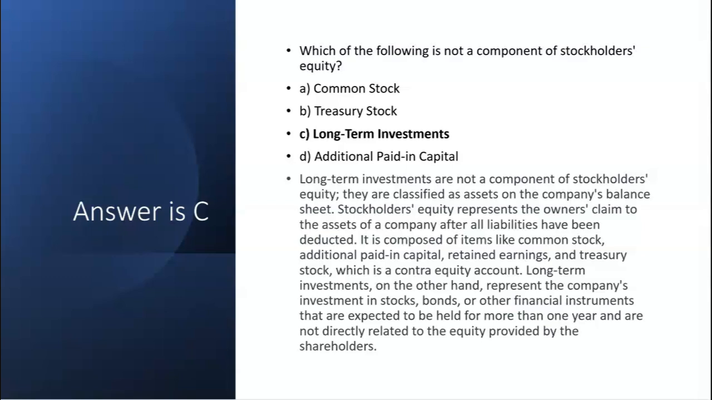Equity represents the owner's claim to the assets of a company after all liabilities have been deducted. And equity, we know, is composed of common stock, additional paid-in capital, retained earnings, and treasury stock, even though treasury stock is a contra-equity. So C is the answer. It's not a stockholders' equity account because long-term investments represent the company's investments in stocks, bonds, or other financial instruments that are expected to be held for more than 1 year, since they're long-term here, and are not directly related to the equity provided by shareholders. With long-term investments, the company had some excess cash and they invested it long-term in securities, stocks and bonds of other companies.